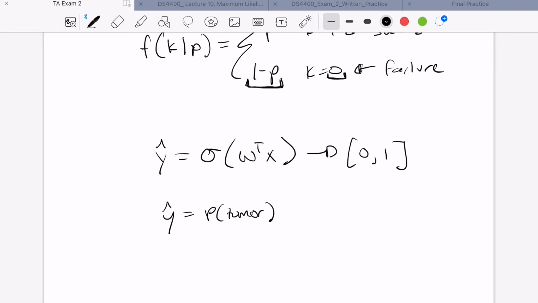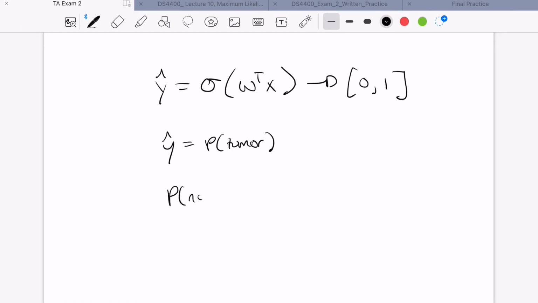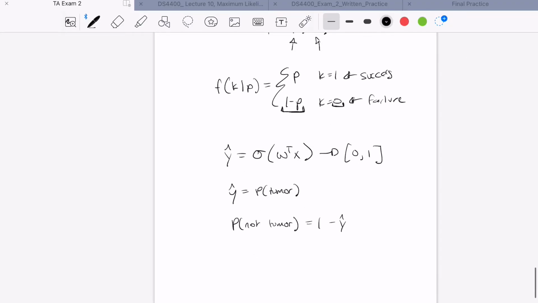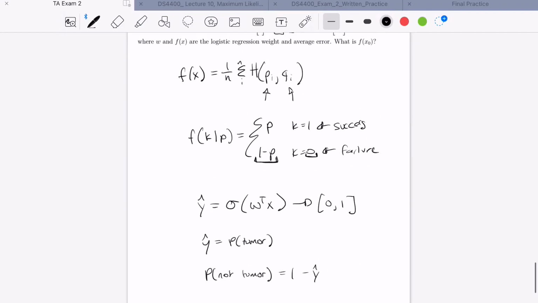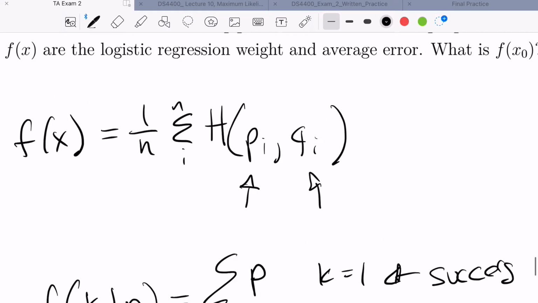So we know that p of not tumor is equal to 1 minus y hat. So that's some important framing about our predictions and our targets. And that's also a good way to look at what this pi and qi are.